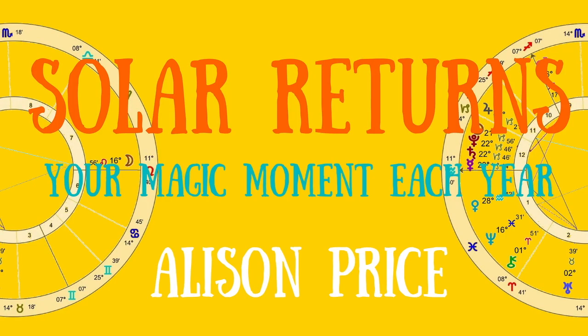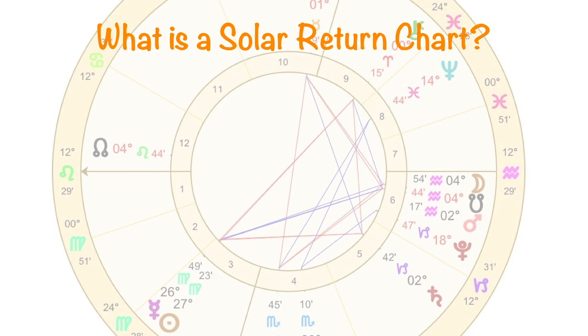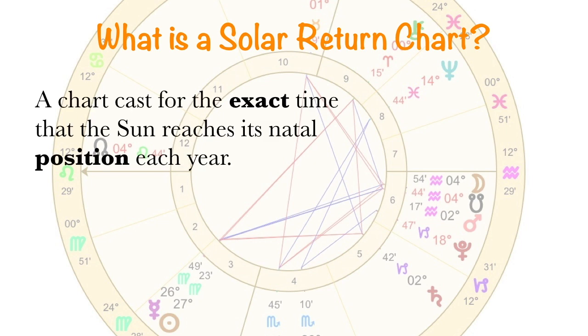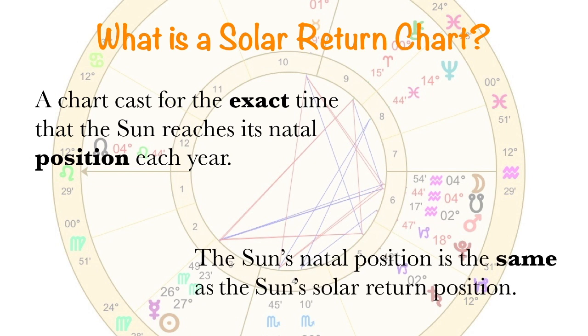Solar returns, your magic moment each year. What is a solar return chart? So in astrology, a solar return chart is a chart that is cast for the exact time that the sun reaches its natal position each year. So if in your natal chart the sun is at 27°23' Virgo, every year when the sun gets round to that exact position, that is when your solar return chart is cast for. So the sun's natal position is always the same as the sun's solar return position.